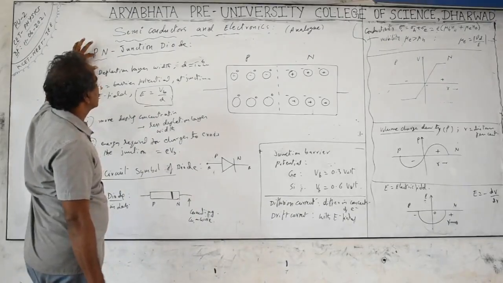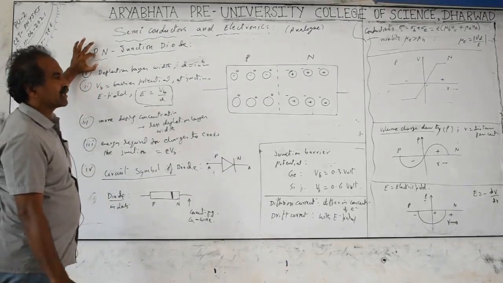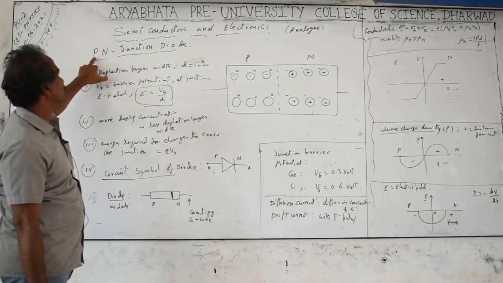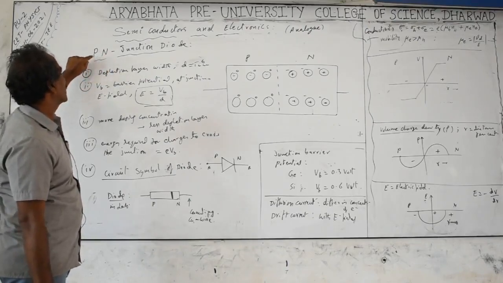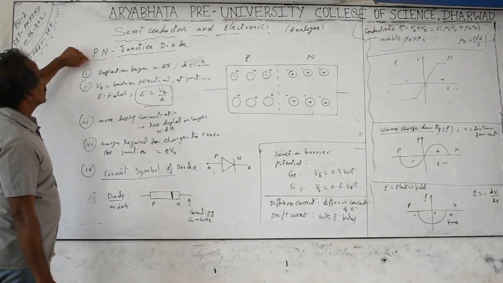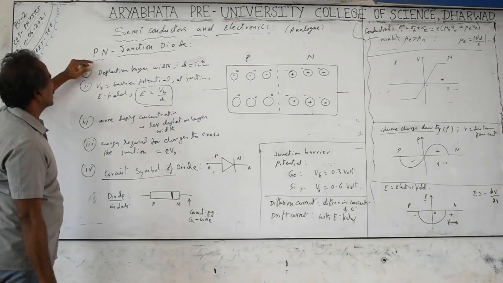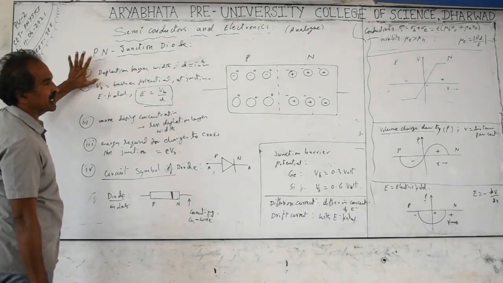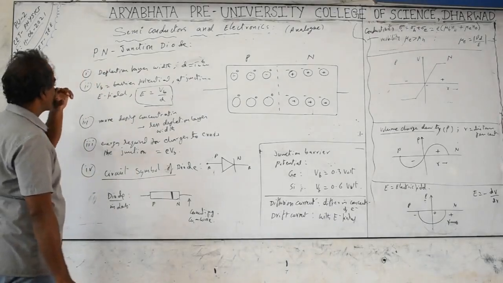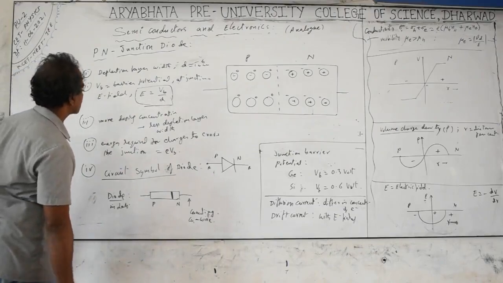In the previous class we discussed p-type material and n-type material. In p-type material, holes are the majority carriers, and in n-type material, electrons are the majority carriers. In p-type material, holes are majority and electrons are minority. In n-type material, electrons are majority carriers and holes are minority carriers. Minority carriers don't exist at low temperatures; only at high temperatures do minority carriers exist.